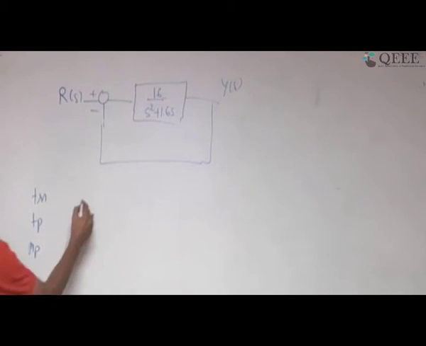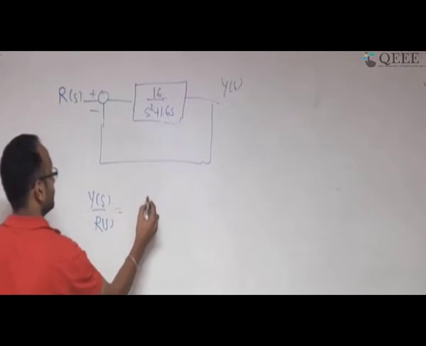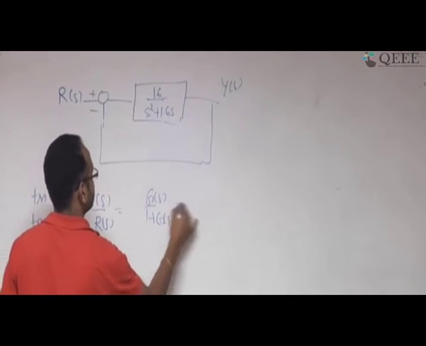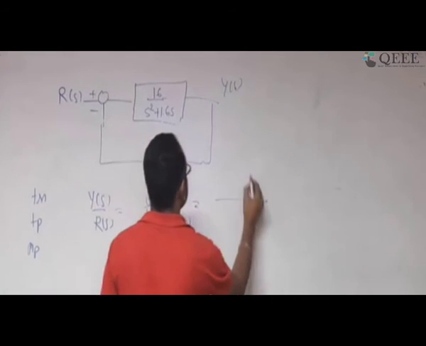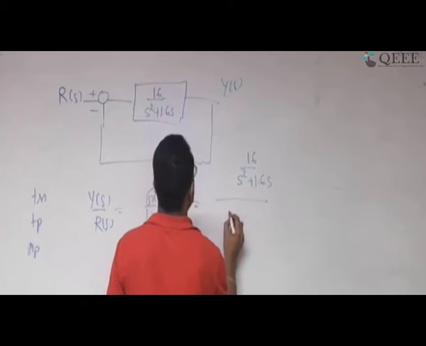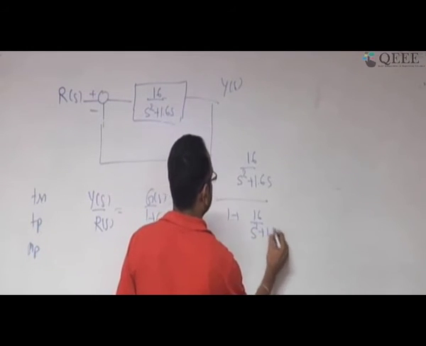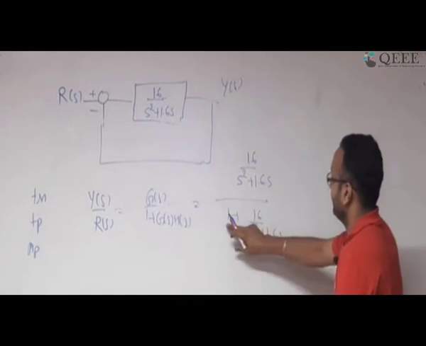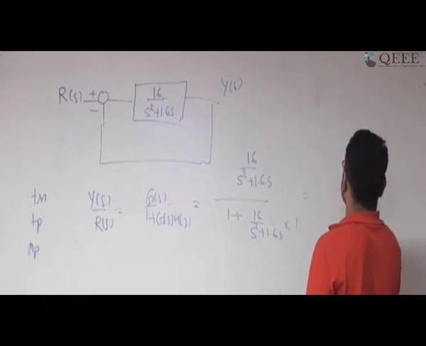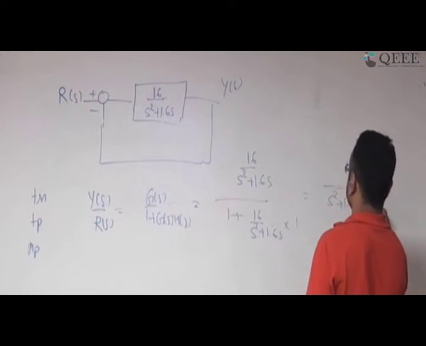So what you will do is find Y(s) divided by R(s), which is going to be G(s) divided by 1 plus G(s) into H(s). So this is going to be 16 divided by s square plus 1.6s, over 1 plus 16 divided by s square plus 1.6s. Is that part clear? This is G(s), and 1 plus G(s) into H(s) is going to be 1. If you solve it, it's going to be 16 divided by s square plus 1.6s plus 16.